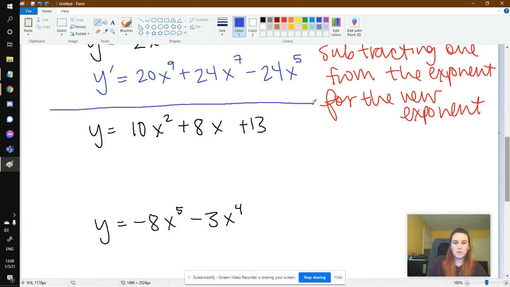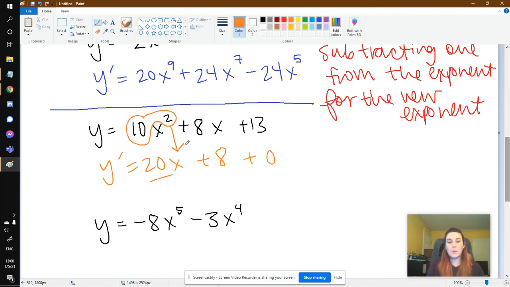Next example. We're going to say the derivative is 20x plus 8 plus 0. I went kind of fast. Let's explain. 10 times 2 is 20. 2 knocked down by 1 is 1. Bingo bongo. Here, we could do the computation side of it. We could say that this is the same as 8x to the power of 1 plus 13x to the power of 0, and then do the actual power rule.